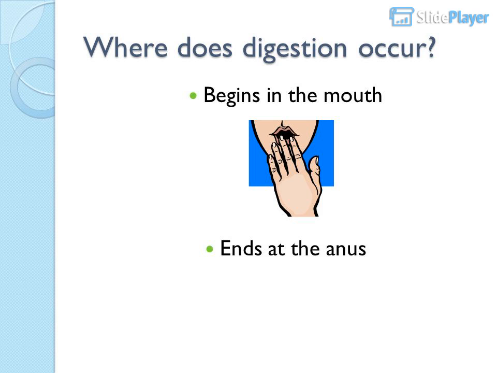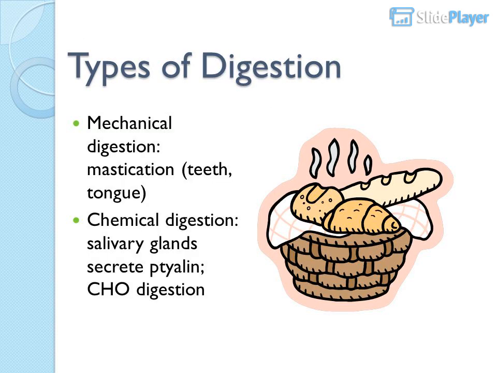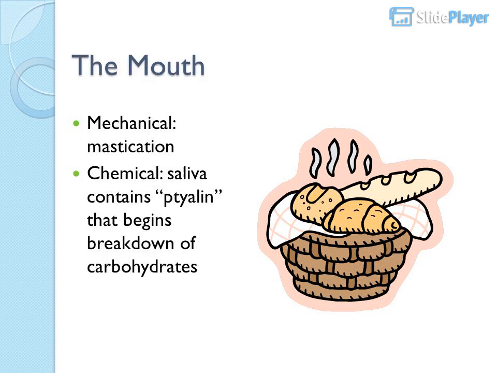It begins in the mouth and ends at the anus. Types of digestion: mechanical digestion, mastication, teeth, tongue. Chemical digestion: salivary glands secrete amylase, carbohydrate digestion in the mouth.